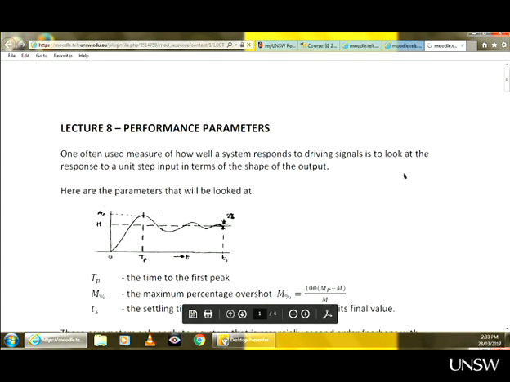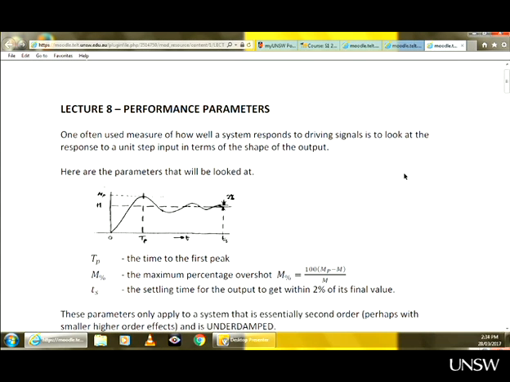Okay. Now, lecture 8 is effectively an integral part of lecture 7. We are now going back to one specific combination. So we have a second-order underdamped system and a unit step input. And we are going to analyze this particular combination a little bit closer.